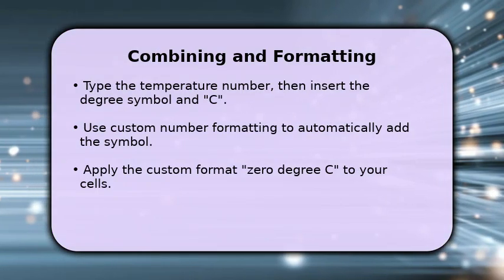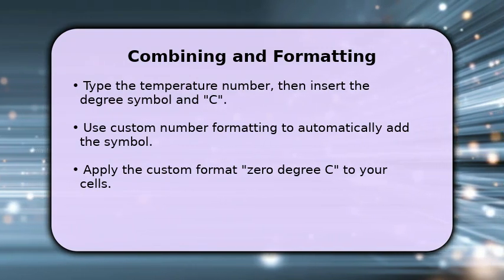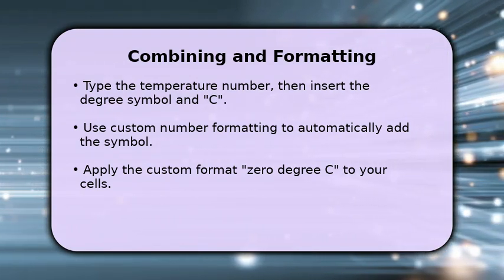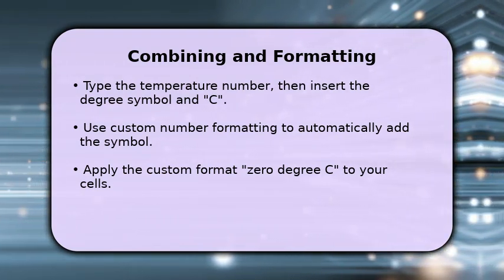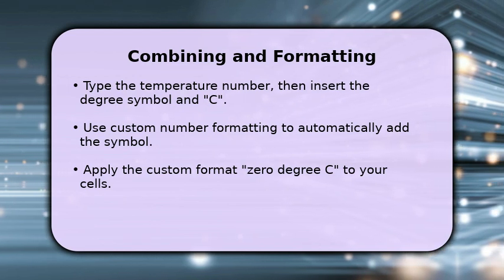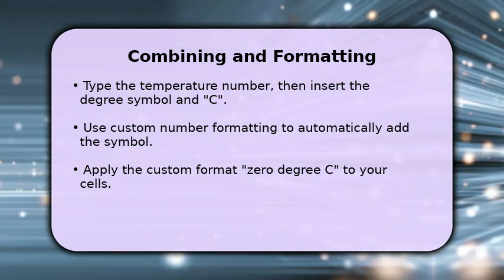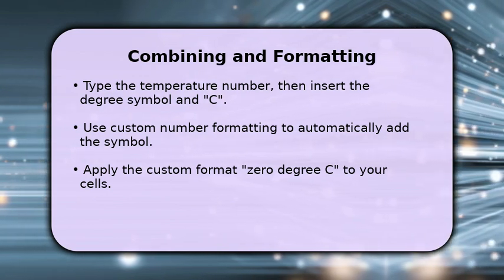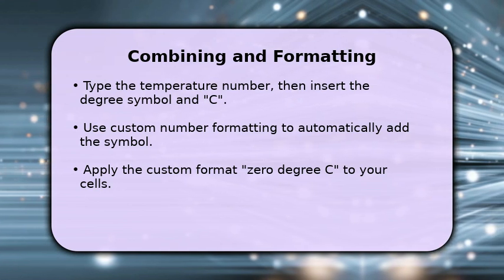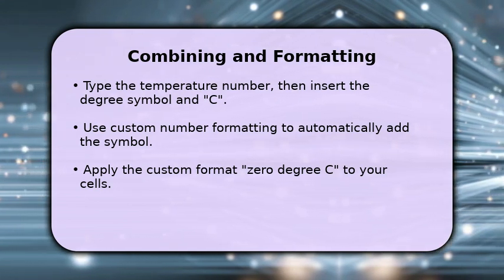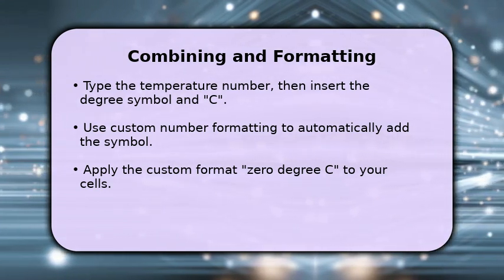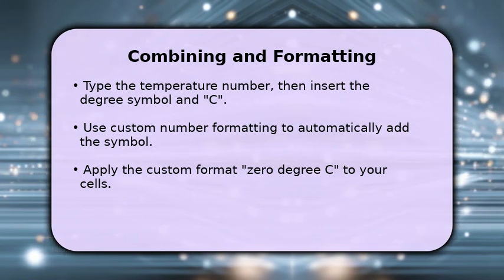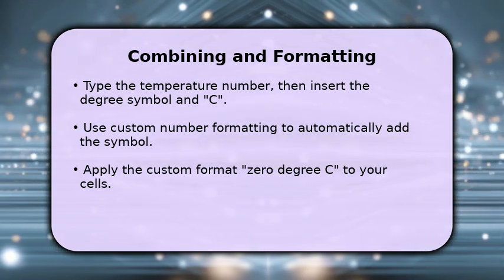Once you have the degree symbol, you can combine it with numbers. For example, type 25, then insert the degree symbol, followed by C for Celsius. For automatic formatting, select your cells, right-click and choose Format Cells. Under Custom, type 0, followed by the degree symbol, and C in the Type box. This will automatically display your numbers with the Celsius symbol, saving you time and ensuring consistency across your spreadsheet.